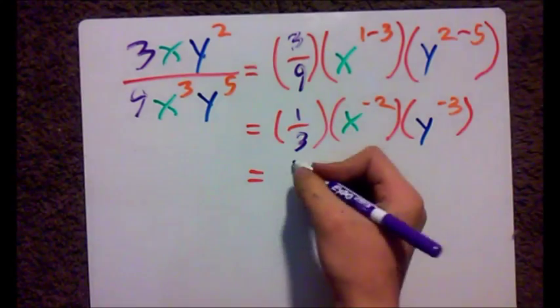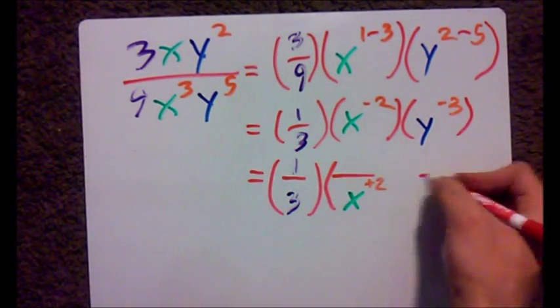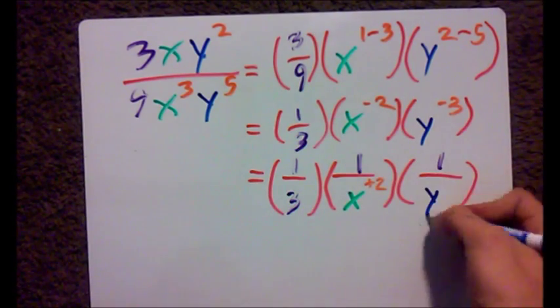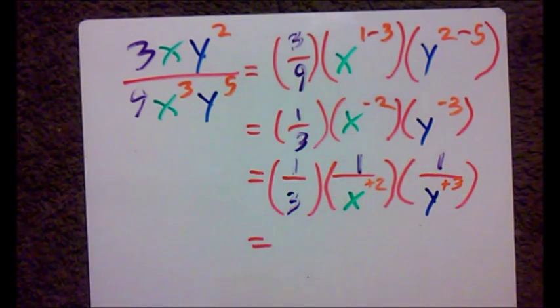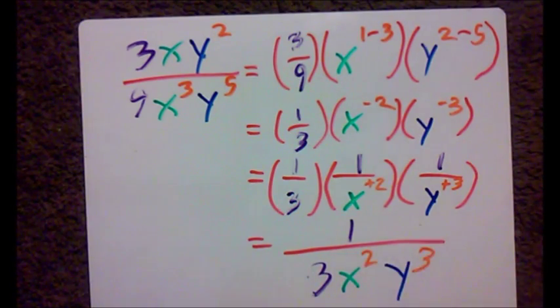You end up with a negative exponent. Whenever you have a negative exponent, you have to put the variable under 1 with a positive exponent instead. Doing this, we get 1 over 3 times x squared times y cubed.